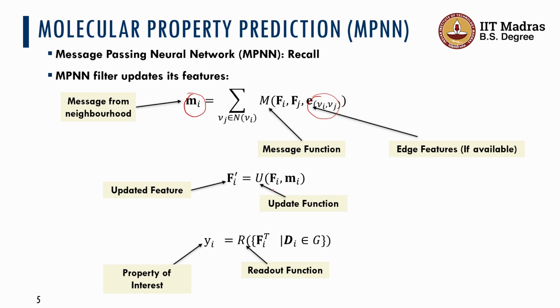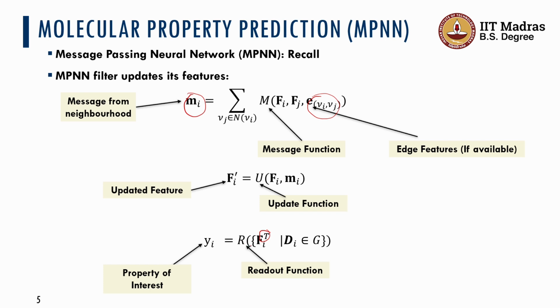Remember here that this particular task of message passing is done for several time instances, for example 10, 20, 30. And after that, at the chosen time instance T, we are going to freeze our feature associated with the particular node, and then we perform a property prediction, which is often called readout.